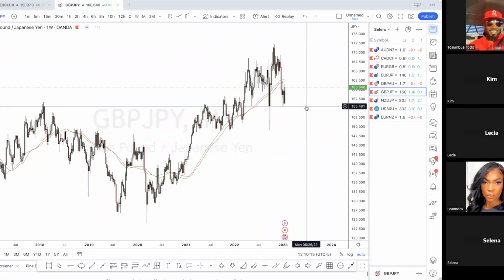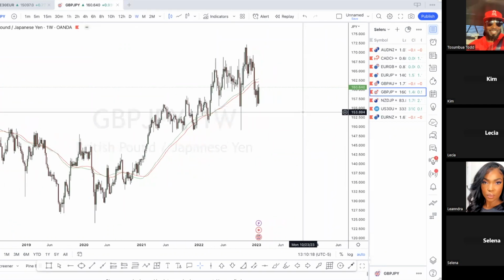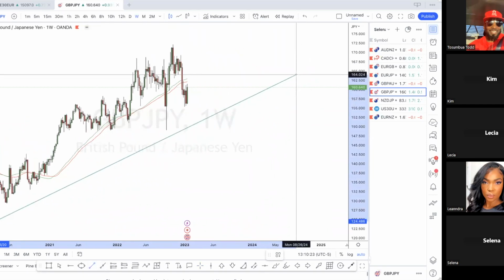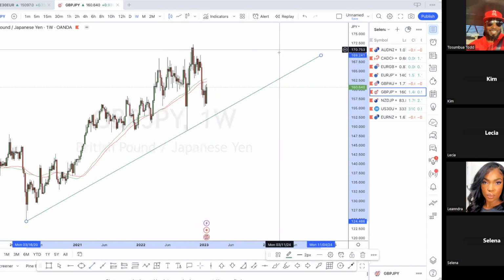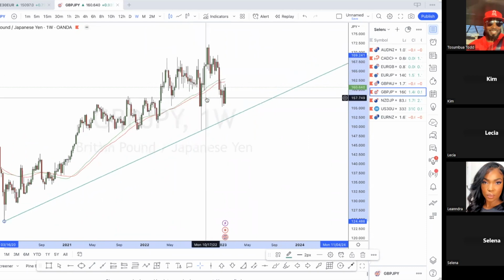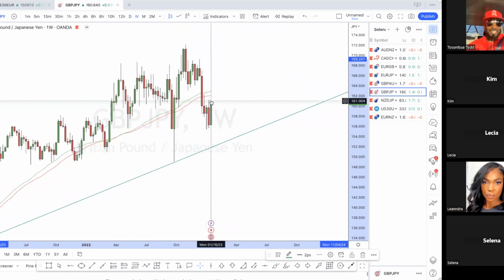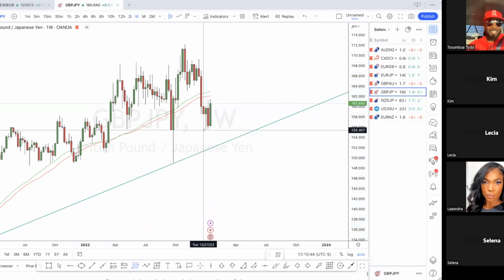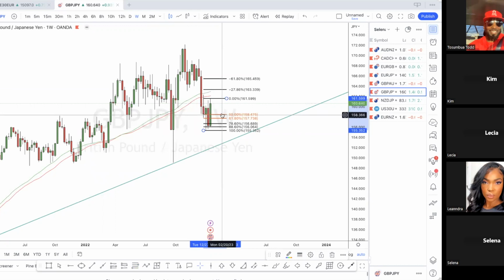GJ weekly. So we've been through this with GJ. Price pulled back, gave us a bullish order block for the week. So price, go to the daily.